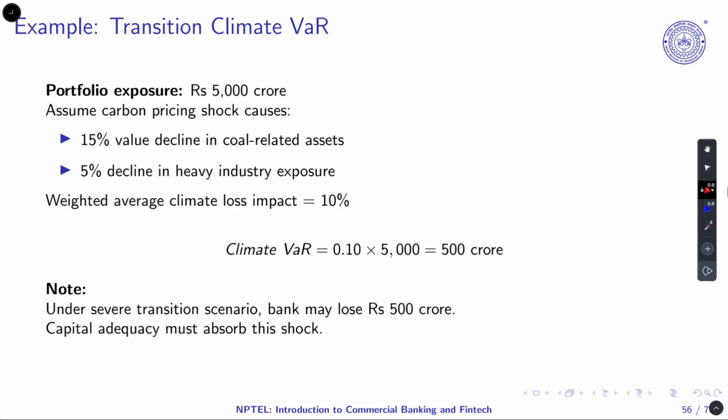So climate VaR is going to be how much? 0.10 into 5,000, which means that you have 500 crore. Which means that under a severe transition scenario, the bank may lose 500 crore. So this is the meaning of climate VaR.